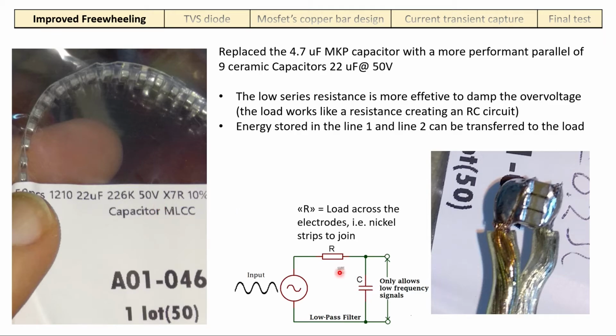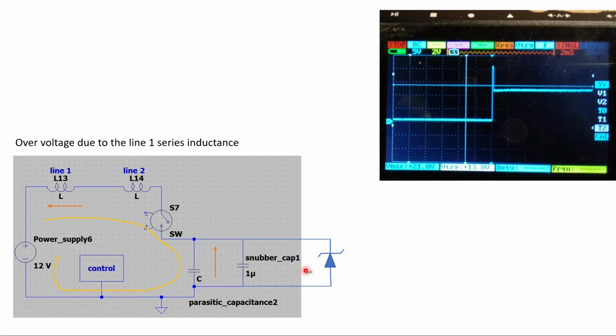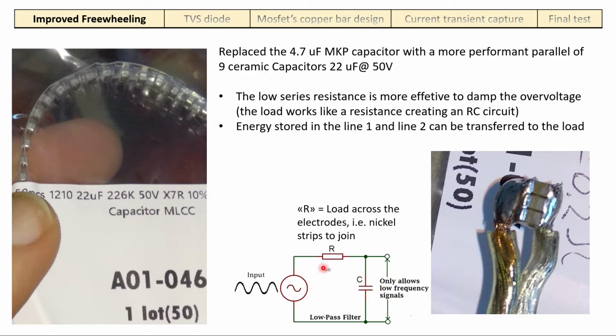You realize that if you think of this resistance as our load, so the electrode's output, you get an RC circuit in series, namely a low pass filter. So the rising edge is slower and more energy is transferred to the load.